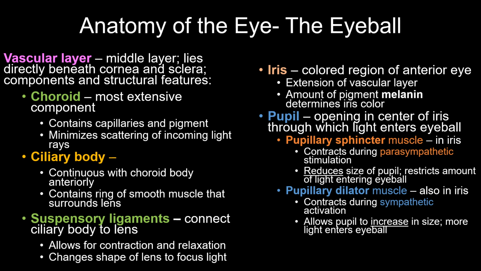Okay, this is the second one. The pupillary dilator muscle has fibers arranged around the pupil in a radial-like pattern, a star-like pattern. These fibers are stimulated by the sympathetic nervous system because they're dilating your pupil, so you're letting more light in. Remember when your fight or flight system kicks in.